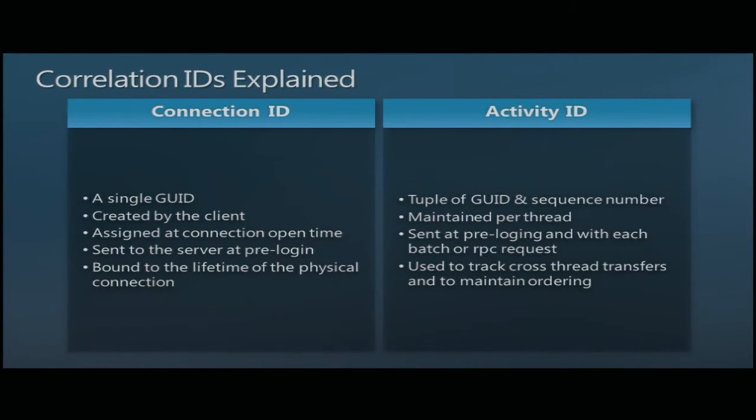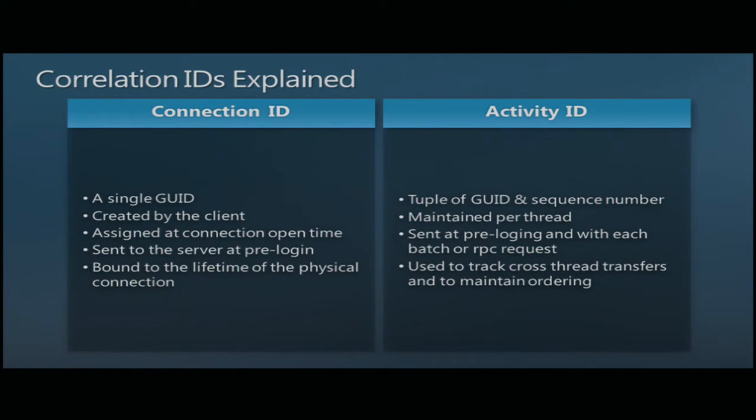Now, it merits talking about these correlation IDs a little bit. The connection ID that we talked about, this is a single GUID that we're going to be able to generate on the client. And this is part of the code that's built into our protocols layer. So OLE DB, ODBC, the stuff that goes through our TDS layer has this connection ID. And we generate it right there on the client, and we send it up to the server at pre-login. And this connection ID is going to be bound to the lifetime of a physical connection on the server. Now, the activity ID can be used for a little bit different type of correlation.